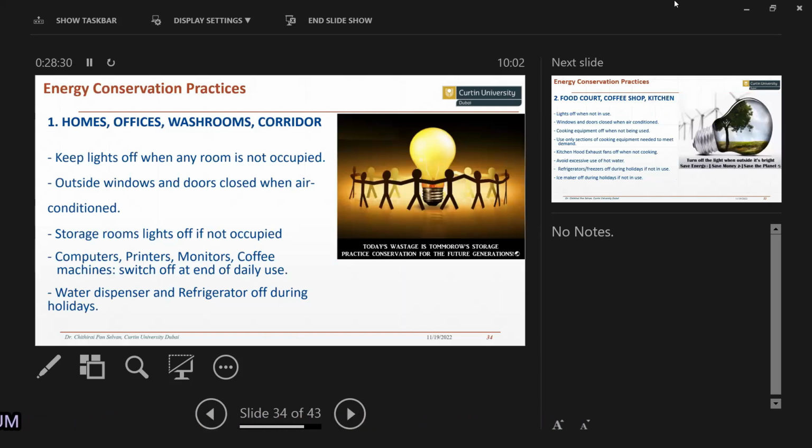Lights off when the room is not in use, outside windows closed. Storage room lights off. Computers, printers, pointers, documents should be switched off when not in use. Water dispensers, refrigerators off, cooling, keep the power.